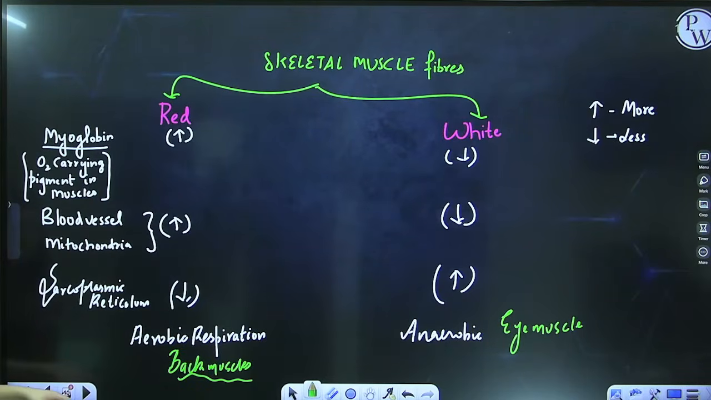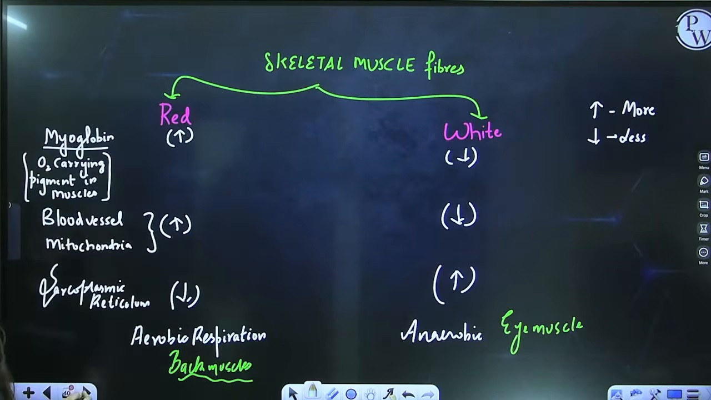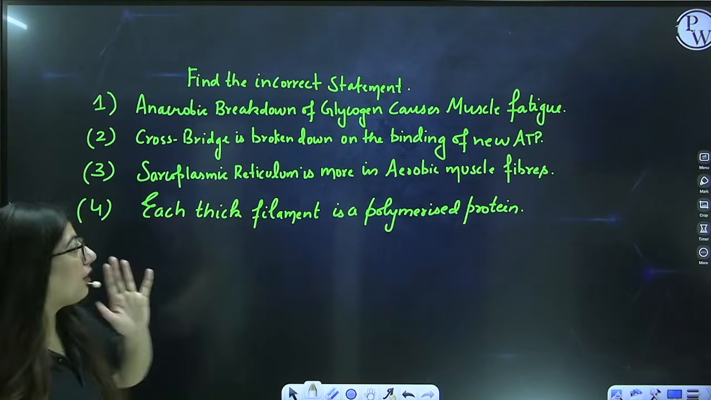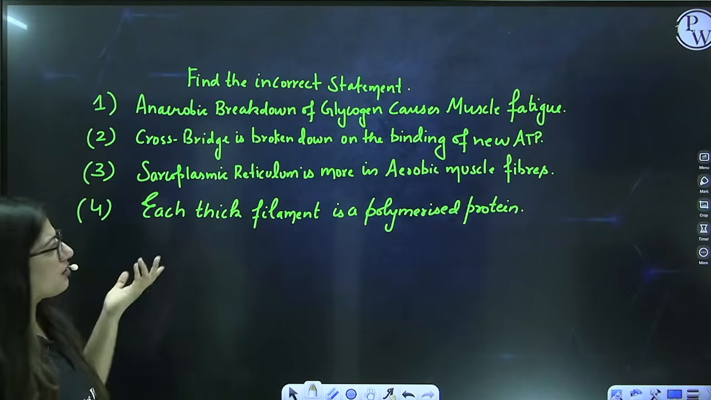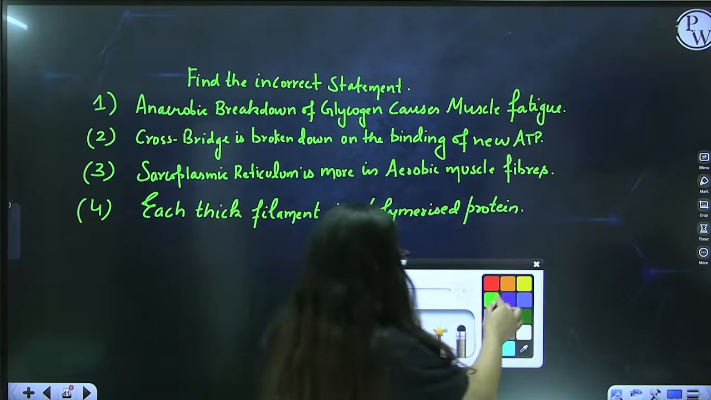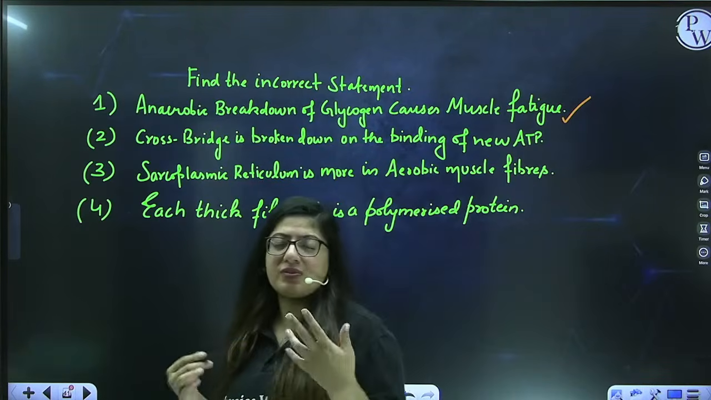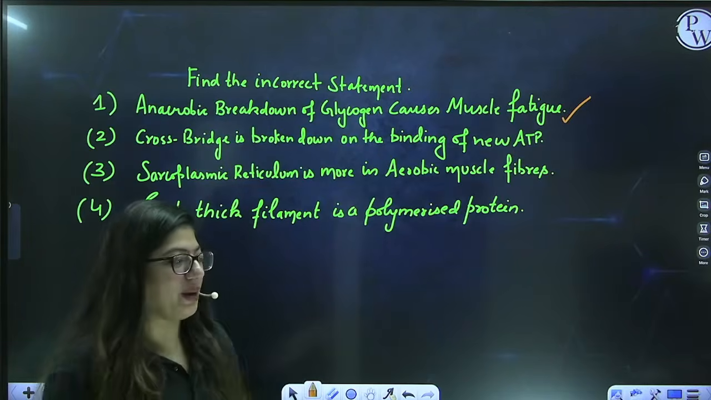So let's solve some questions. I will only give you one question and you have to solve that. Let's get started. Find the incorrect statement. You have to find the incorrect one. Anaerobic breakdown of glycogen causes muscle fatigue. This is absolutely correct. Whenever there is muscle fatigue, the glycogen breaks down anaerobically and it forms lactic acid. And accumulation of lactic acid causes muscle fatigue or cramps, right?